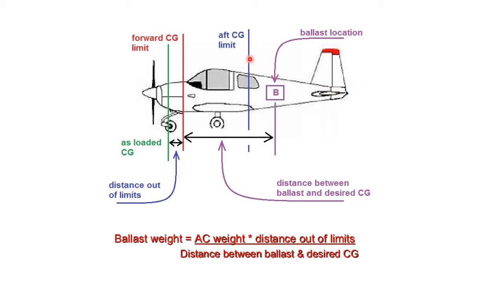of gravity envelope. It's our desire to bring it back just inside the center of gravity envelope, because the further we bring it back, the more weight we have to add to the ballast location and the more weight the plane has to carry. Our formula describes two distances: the distance out of limits, which is this distance here, the distance between our as-loaded CG and the closest place within the center of gravity range, and the distance between the ballast and the desired CG, which is the distance between our ballast location and the closest place again in our center of gravity range.